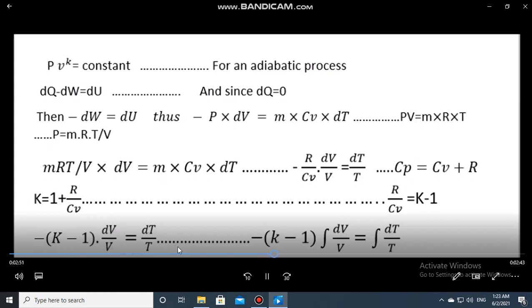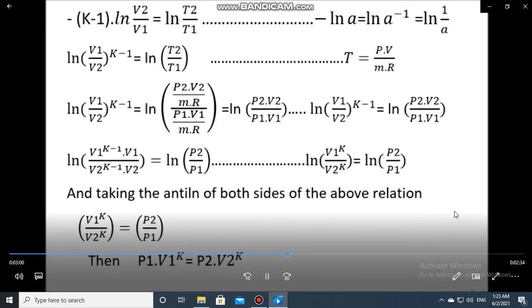That is, minus (k minus 1), integrating both sides: the integral of dV over V equals the integral of dT over T. Now, after integrating, we get minus (k minus 1) into ln V2 over V1 equals ln T2 over T1.